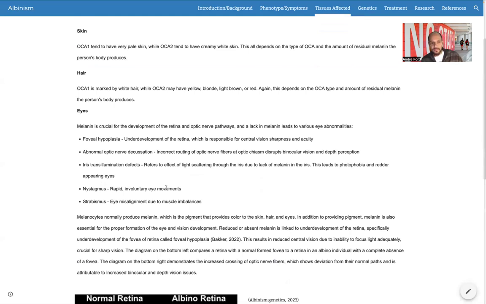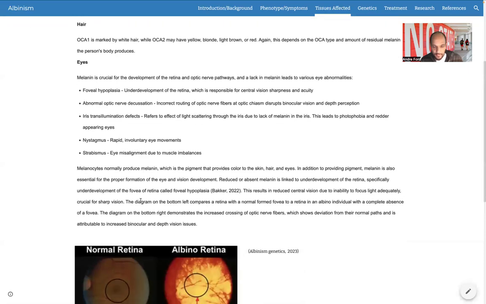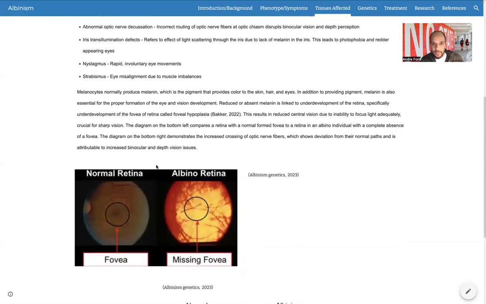And then of course, nystagmus and strabismus, as we talked about earlier, are also things that occur. Below, I talk about the normal production of melanin by melanocytes, and how a reduction in the melanin actually contributes to the underdeveloped fovea or lack of fovea in the underdeveloped retina.